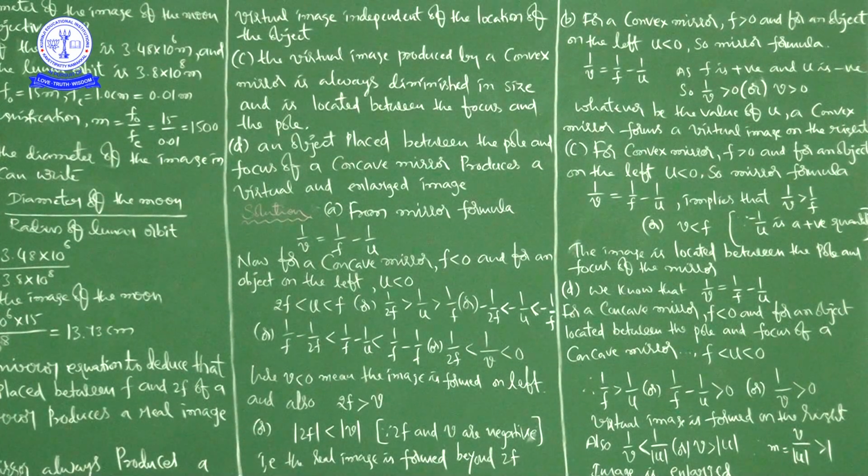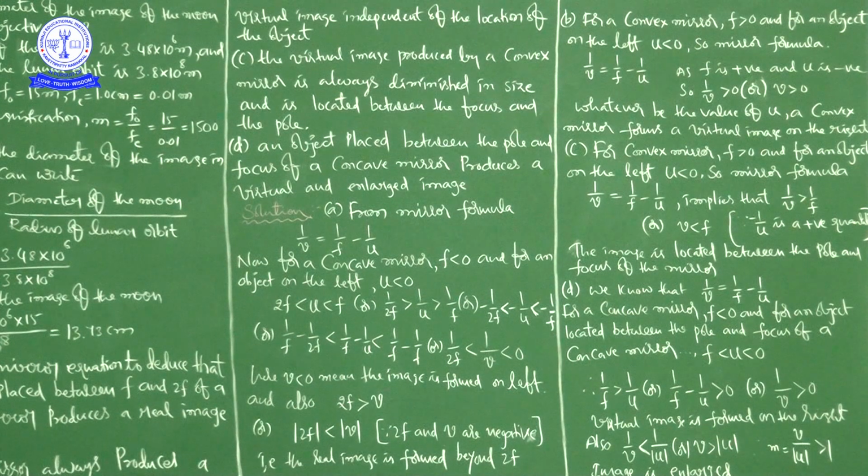And you can also write that 1 by v is less than 1 by u. That is, we are taking only magnitude. That is the modulus, right? So 1 by v is less than 1 by modulus of u, or v is greater than modulus of u. Therefore, m, magnification, is equal to v by modulus of u, which is greater than 1.